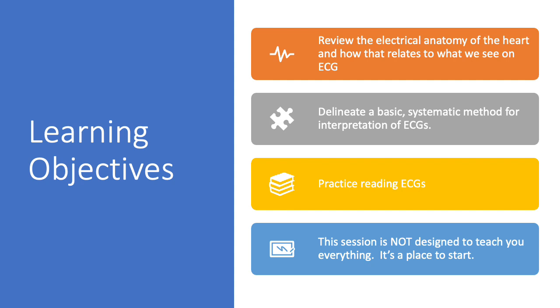Throughout these videos, I'm going to hopefully answer some common questions that often pop up from students and PGY1 residents in terms of interpretation of ECGs and misconceptions about what they're looking at. So we are going to review the electrical anatomy of the heart, and we're going to show how that relates to what we see on an ECG. We're going to talk about a basic systematic method for interpretation of ECGs, and we're going to prepare to practice reading ECGs in our in-person workshop.